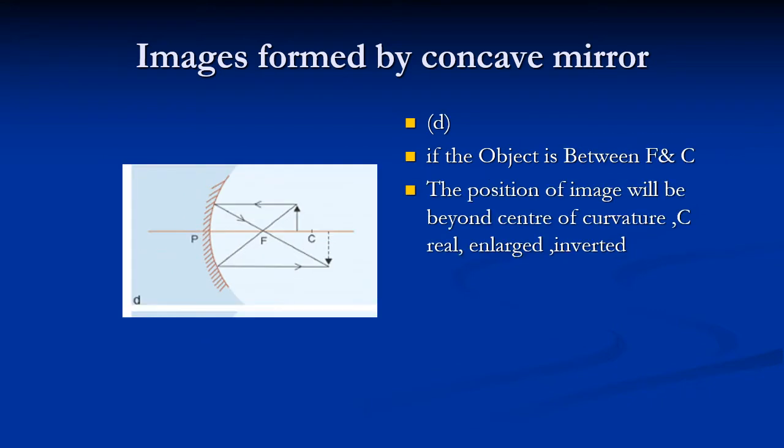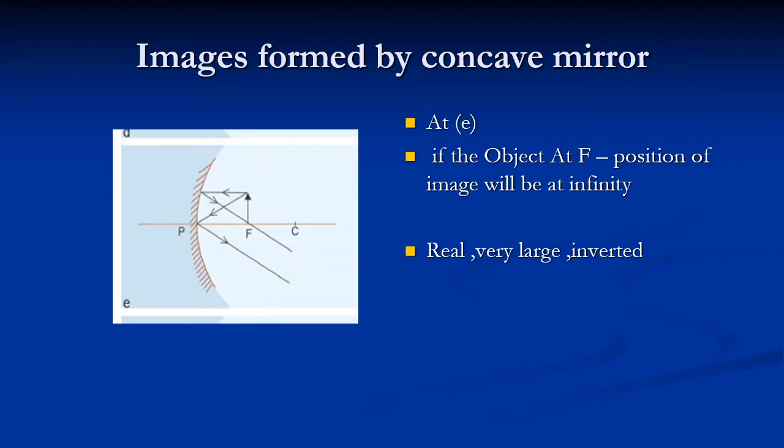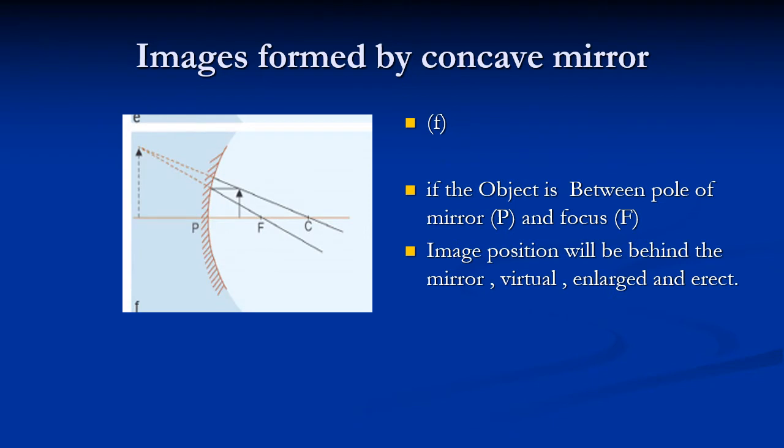Just like that, you have to find the image formed when the object is at the center of curvature. Then if the object is between the principal focus and center of curvature, what is the position of the image? Then with the object at the principal focus, where will the image be? If the object is between the pole of the mirror and the principal focus, where will the image be in a concave mirror?